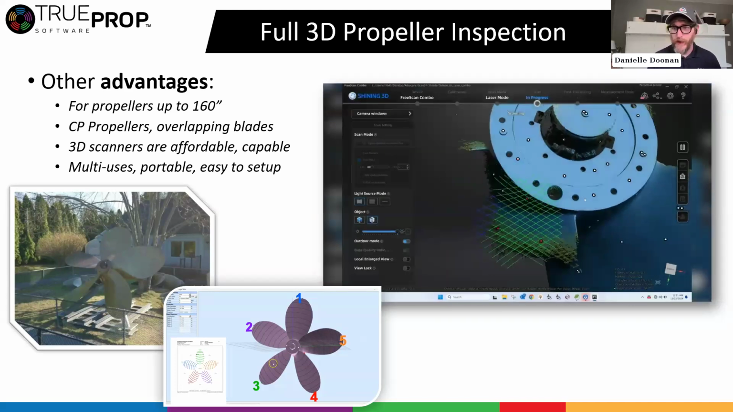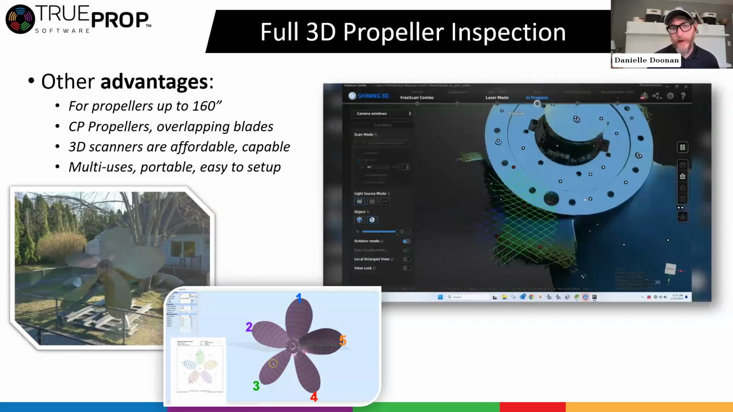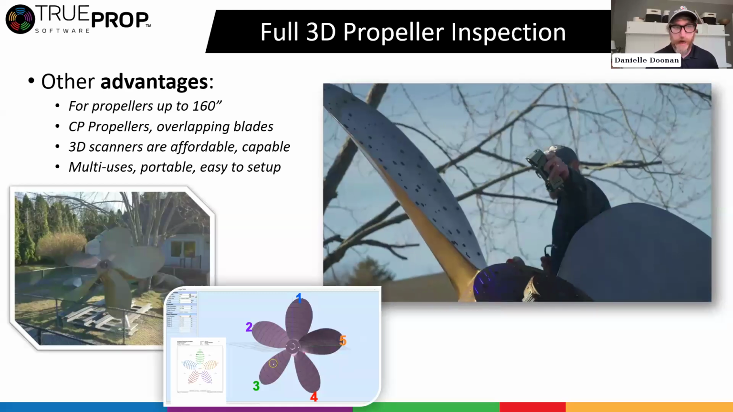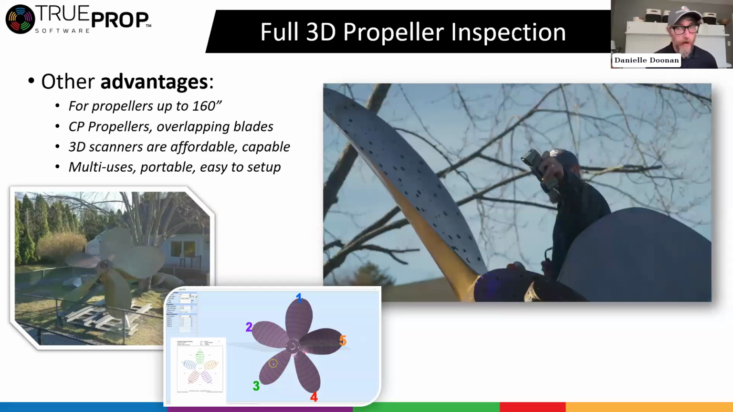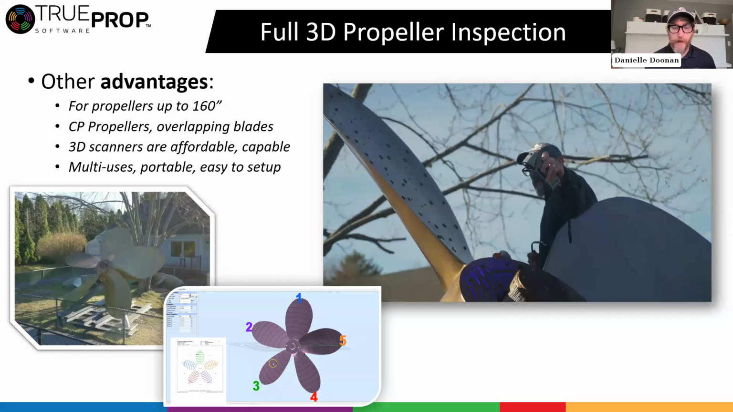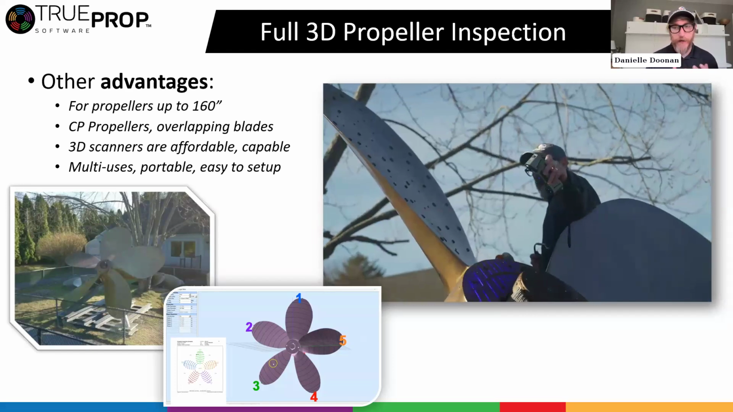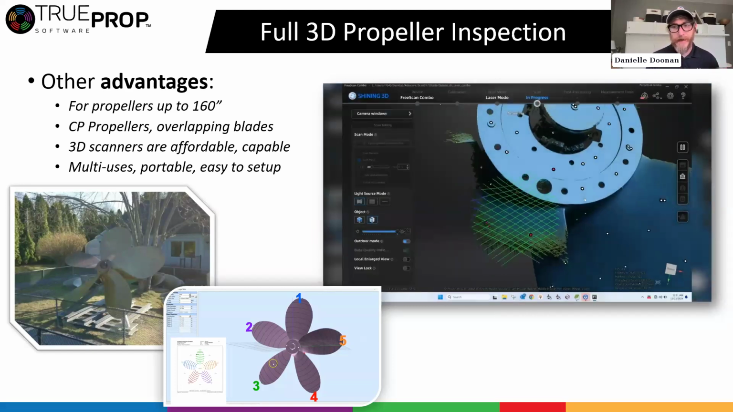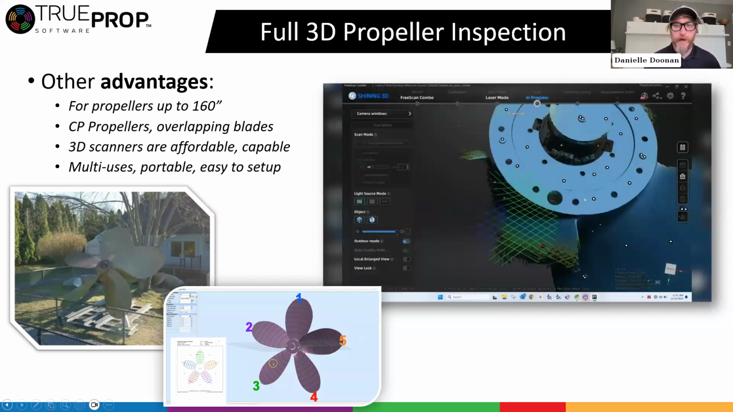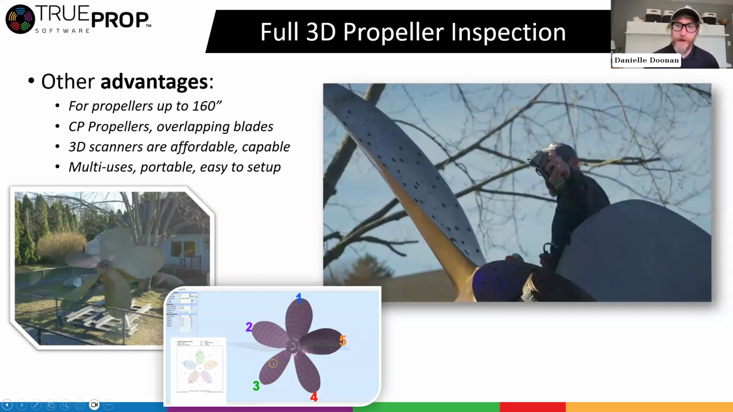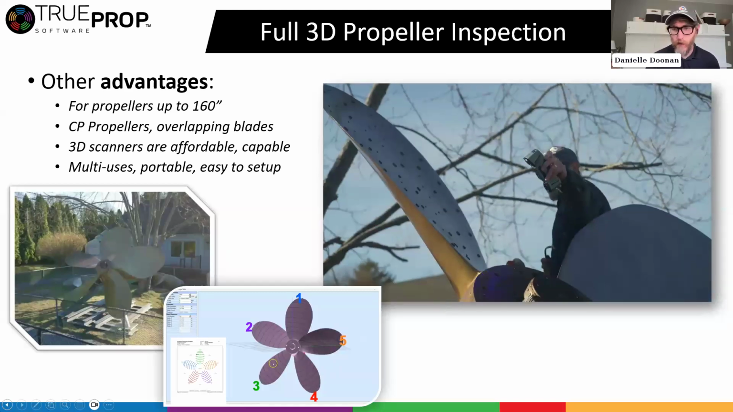But I want to just point out that this technology can be used for really large propellers. 160 inches is kind of the limit for this particular scanner I'm using right here. But it's also great for controllable pitch propellers, propellers with overlapping blades, and our TrueProp software takes that 3D scan data that's captured and extracts the data that's needed to check tolerances across these blades. Then we can produce a report that documents the measurements, tolerances, and any areas that are out of spec for that desired class rating, and all without removing the prop.